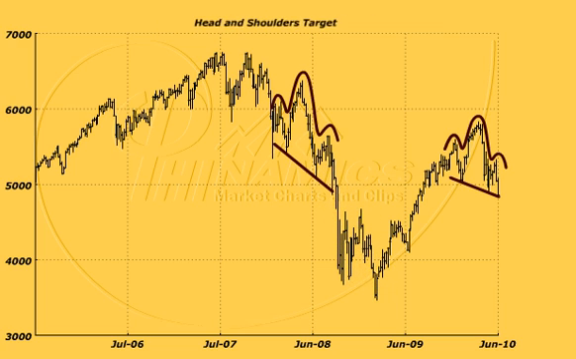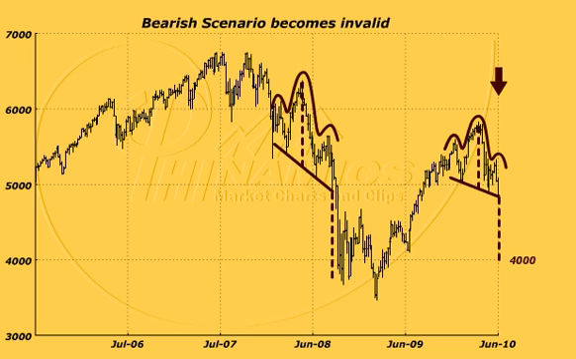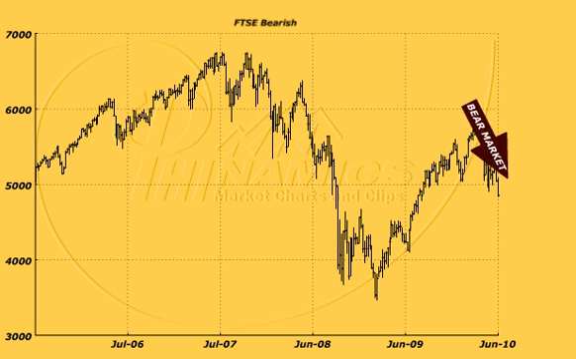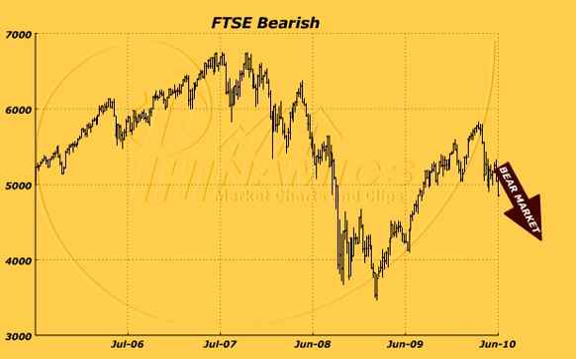The way to establish a target following the validation of a head and shoulders pattern is to take the amplitude between the neckline and its head and to project that distance from where the neckline broke, and in that case that gives us a target of around 4,000. Conversely, this bearish head and shoulders scenario will be invalidated if we break above the right shoulder, which is at 5331.